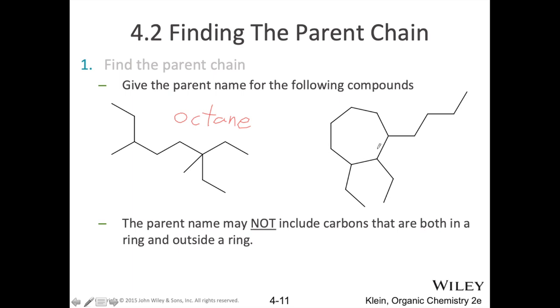So let's look at our ring. It's got 1, 2, 3, 4, 5, 6, 7 carbons, right? So this would be a cycloheptane. Now, since none of these branches have more than 7 carbons, we're going to use cycloheptane as our root word. So again, we use that hept prefix because there's 7 carbons in this ring, and so it's a heptane. And of course, we have to add that cyclo prefix to make it cycloheptane.